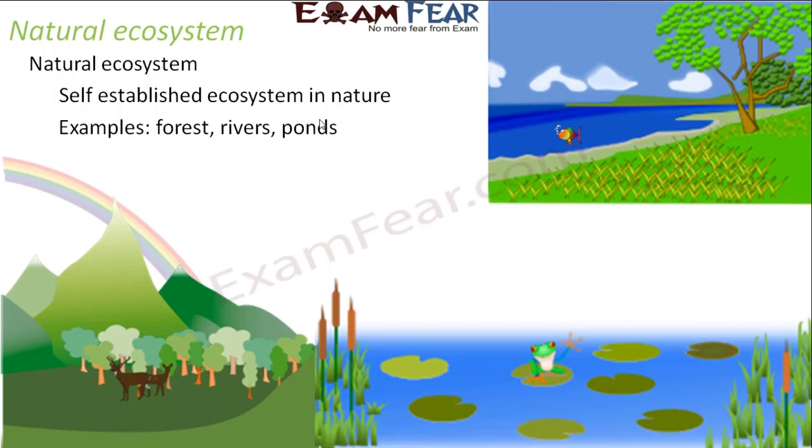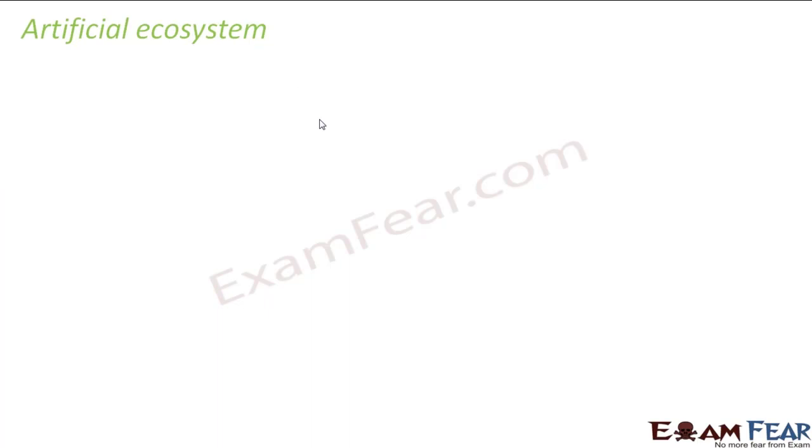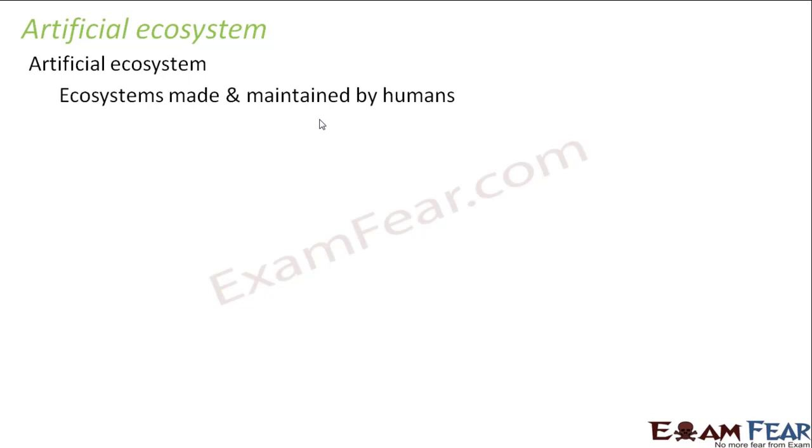Similarly, when we talk of rivers or ponds, they also exist on their own. So forest, rivers, ponds, they are all examples of natural ecosystem. On the other hand, when I talk of artificial ecosystem, the word artificial itself means something which has been created artificially. That means it was not existing on its own, but somebody made it exist. So ecosystems made and maintained by humans are called artificial ecosystems.